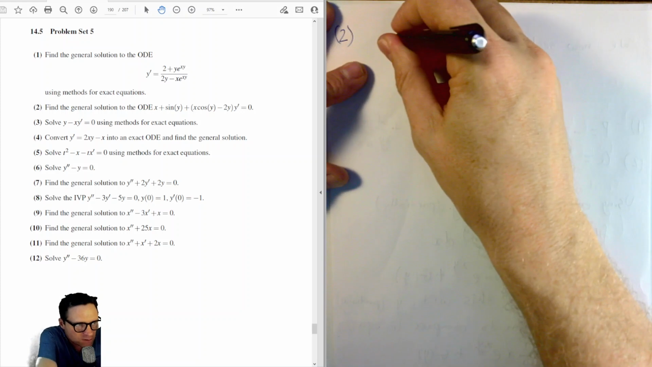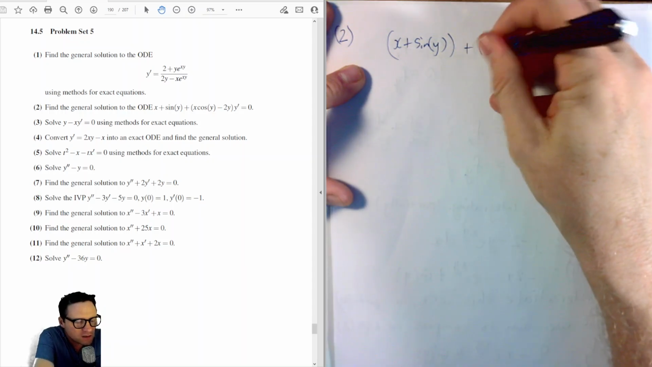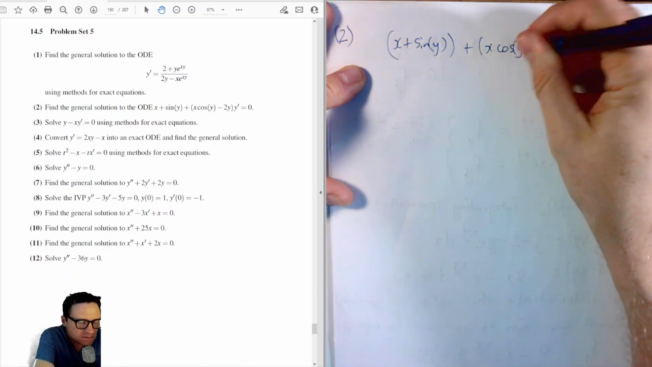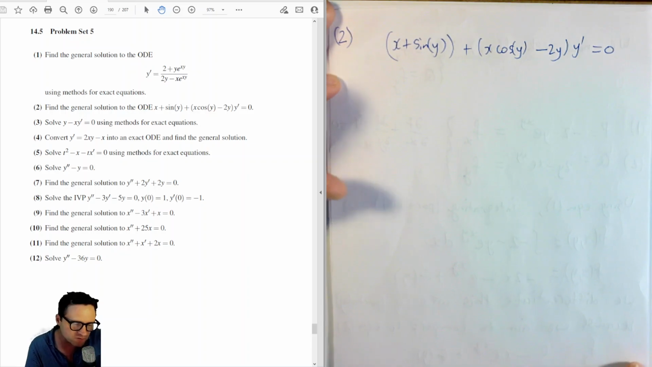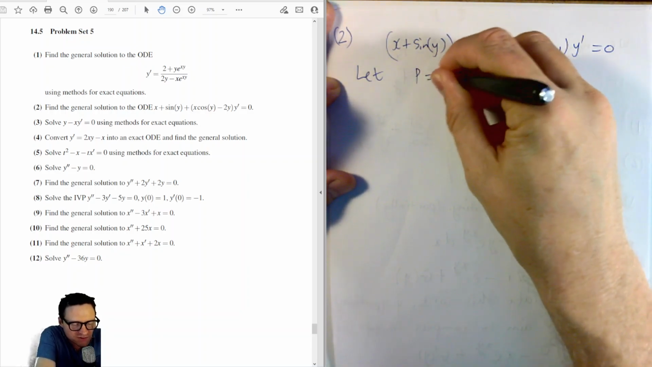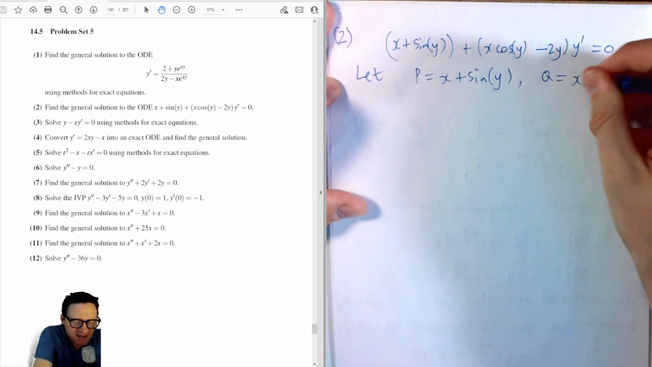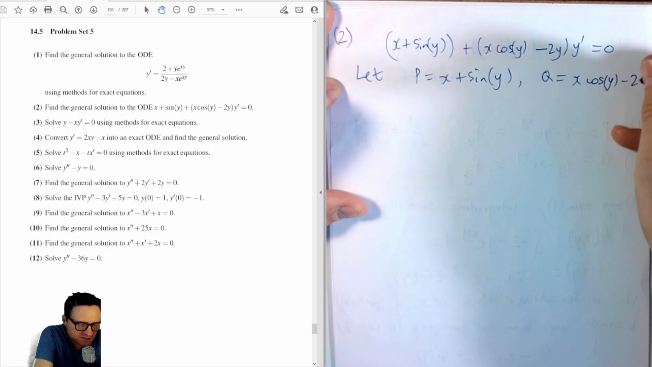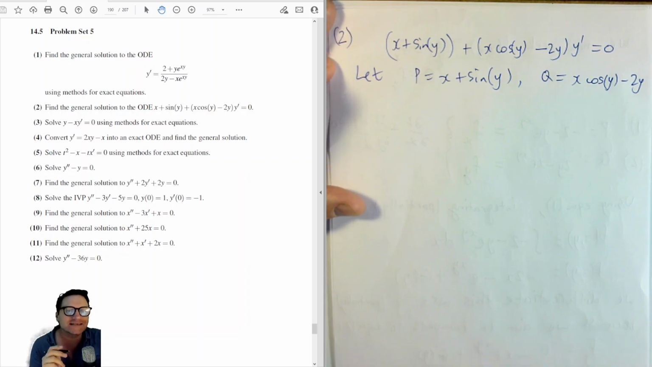Find the general solution. So we've got x plus sine y, and then we have x cos y minus 2y times y dash equals 0. Okay, so this is already in our favorite form. We just have to check that this is exact. So what we'll do is we'll let p be equal to x plus sine of y, and we'll let q be equal to x cos y minus 2y. And we want to differentiate p with respect to y and q with respect to x partially. Check that those are equal. If they are equal, then it's exact, and we can proceed to find our lowercase f.